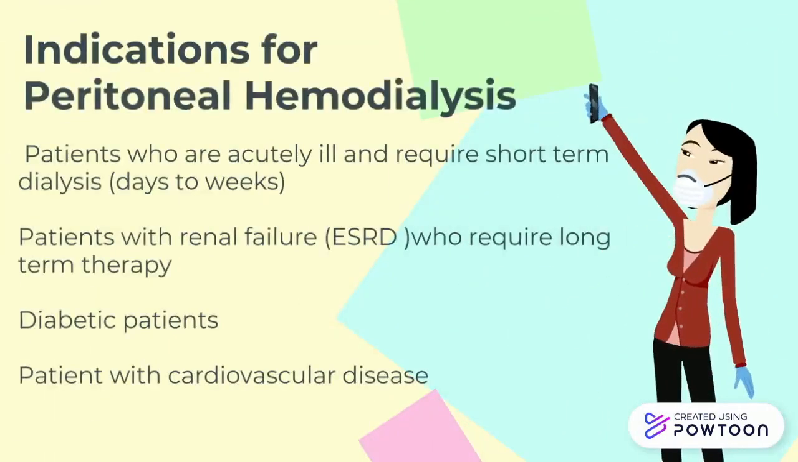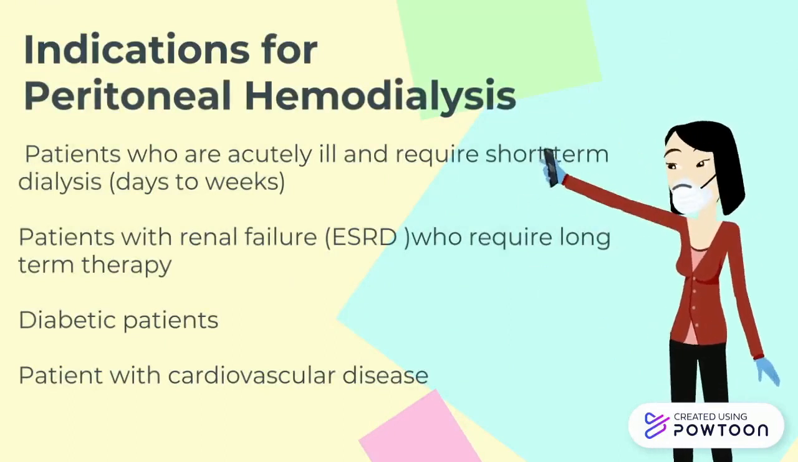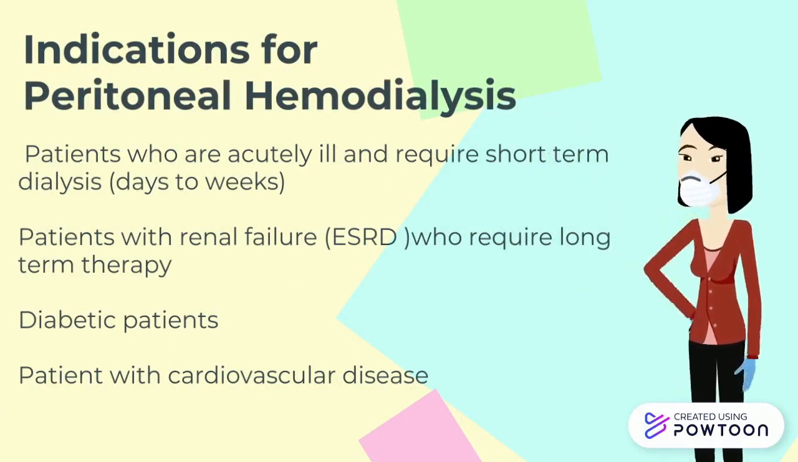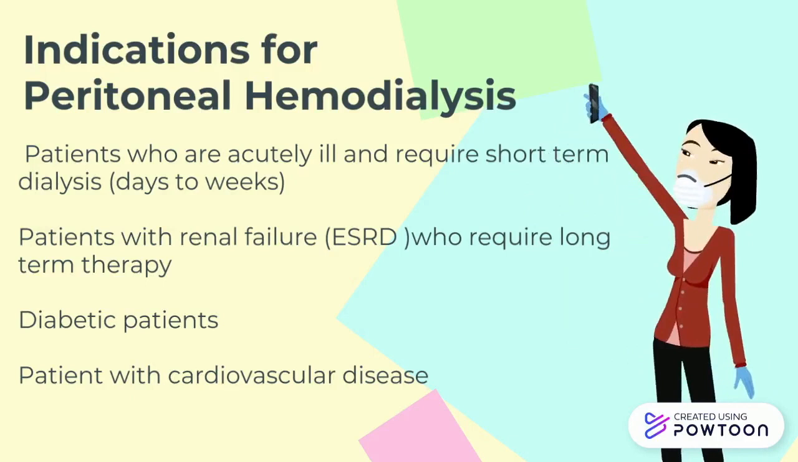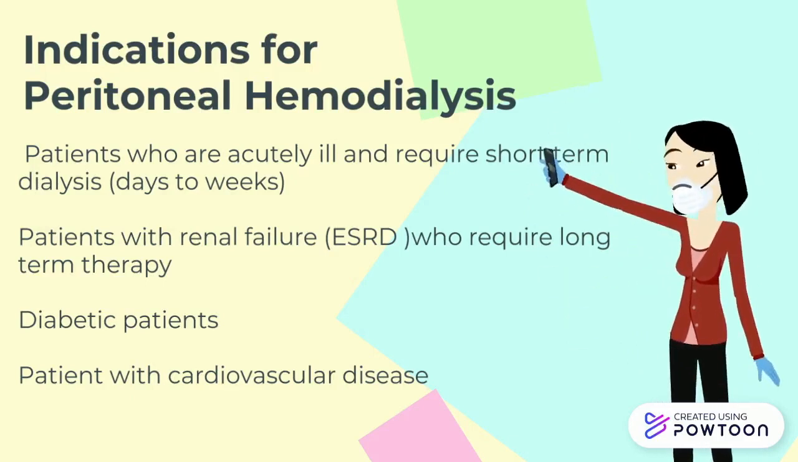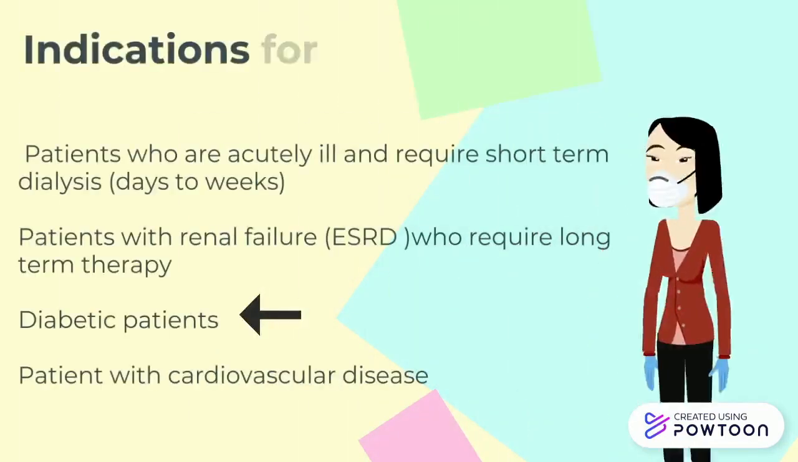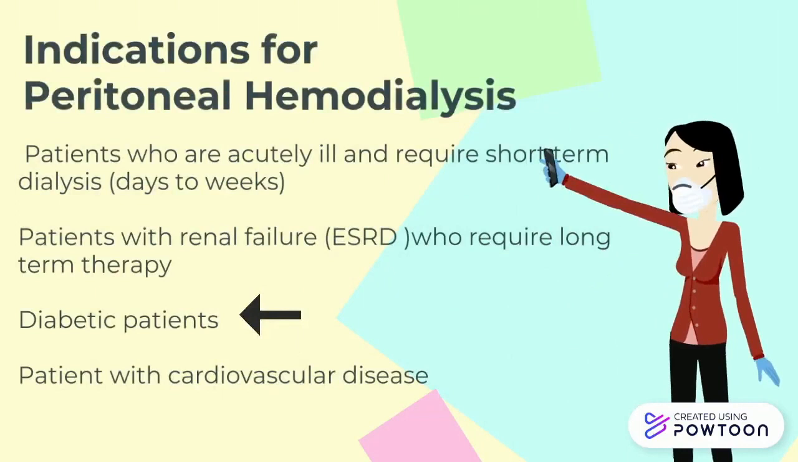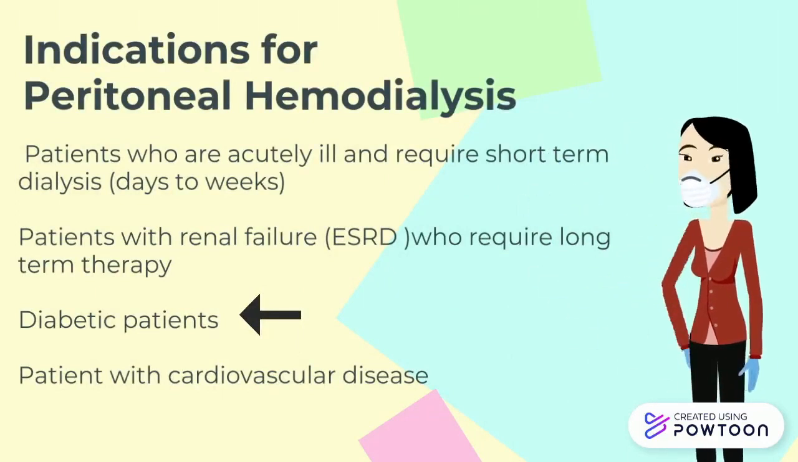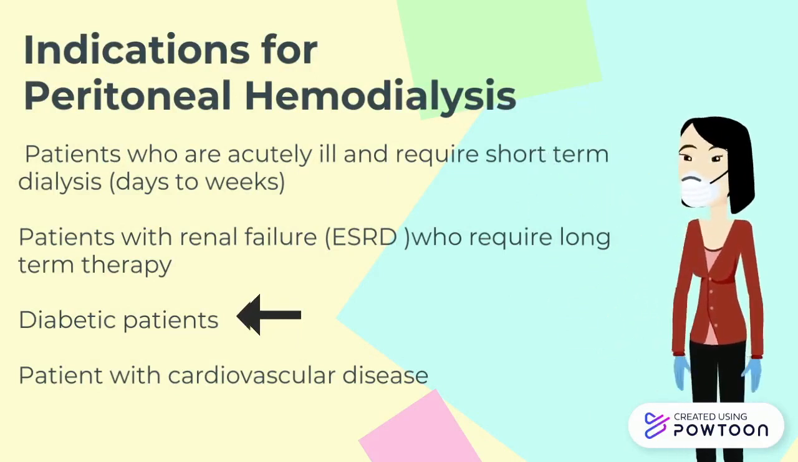Indications for peritoneal dialysis include patients who are acutely ill and require short-term dialysis for days to weeks, patients with renal failure or ESRD who require long-term therapy, diabetic patients, and patients with cardiovascular disease. The diabetes dialysis diet will keep you healthy by managing your blood glucose levels and lessening the chances of other complications resulting from diabetes and kidney disease.